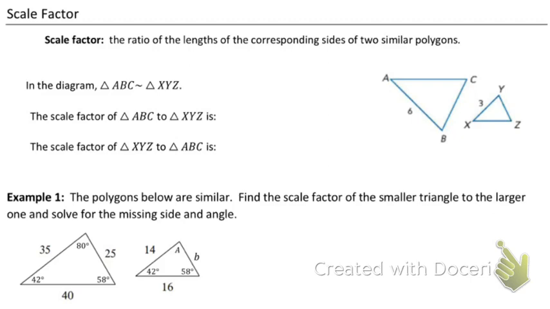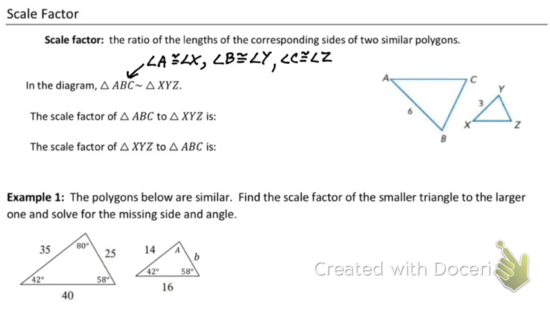So to figure out which are our corresponding angles and sides, sometimes you have to read what is being told to you. This says triangle ABC is similar to XYZ. We get two huge chunks of information from that. We get that angle A is congruent to angle X because of the order they're written in. We have angle B is congruent to angle Y. And finally, we have angle C is congruent to angle Z.